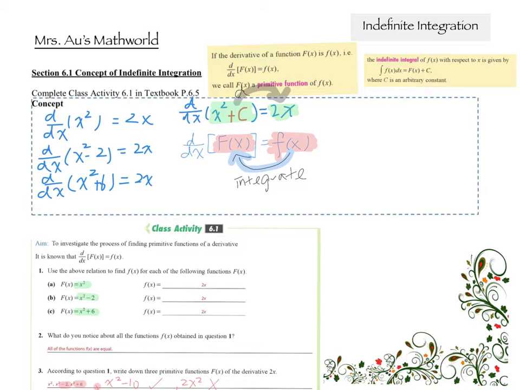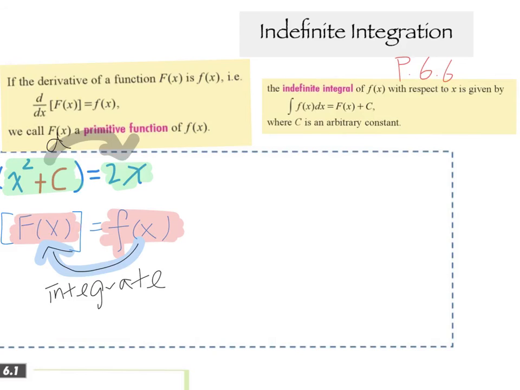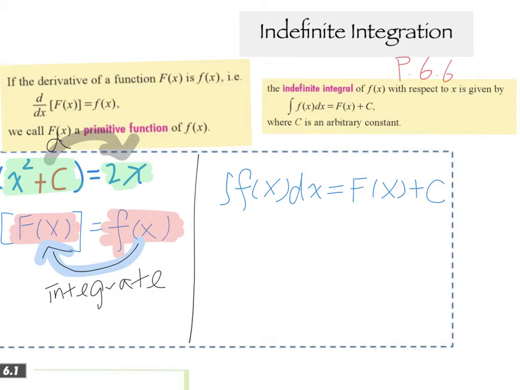Okay. Then we need to use a notation to handle it. So this one is on the next page of the textbook. So you may go to page 6.6 to refer to the formula. So the indefinite integral of it, with respect to x, if it is the primitive function, then we can write it down as the integral of f of x with respect to x. But remember, we can have any value of c.